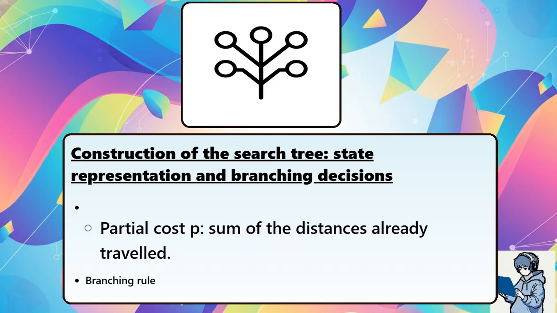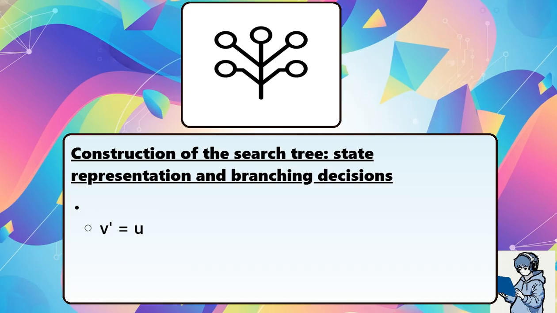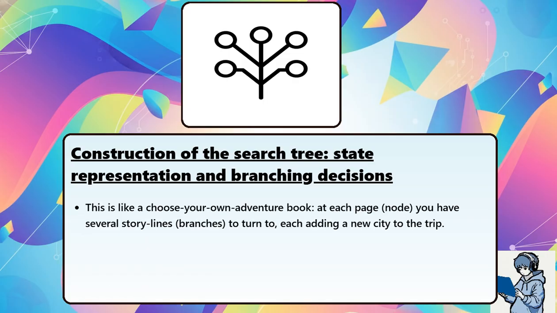Branching rule. From a node (S, V, P), we create a child for each city U not in S. The child state becomes S' = S ∪ {U}, V' = U, P' = P + C_VU. This is like a choose-your-own-adventure book. At each page (node), you have several storylines (branches) to turn to, each adding a new city to the trip.